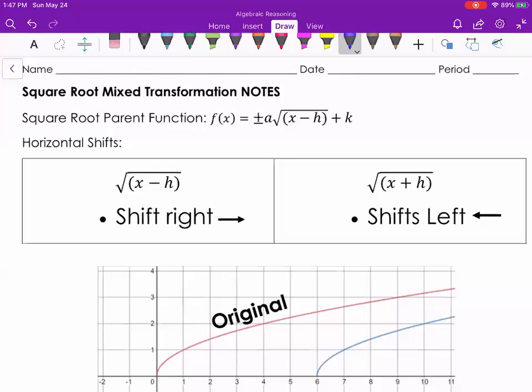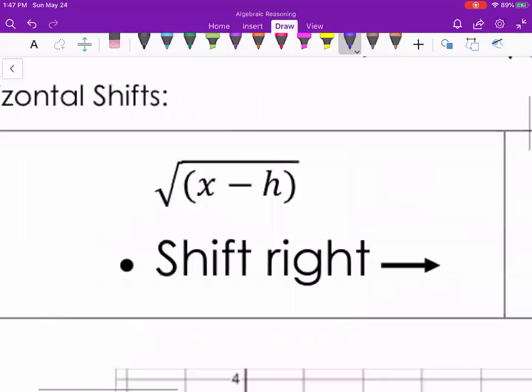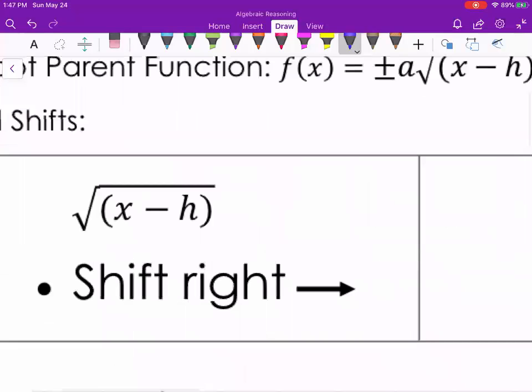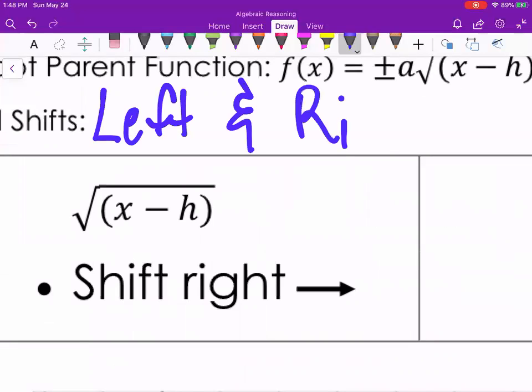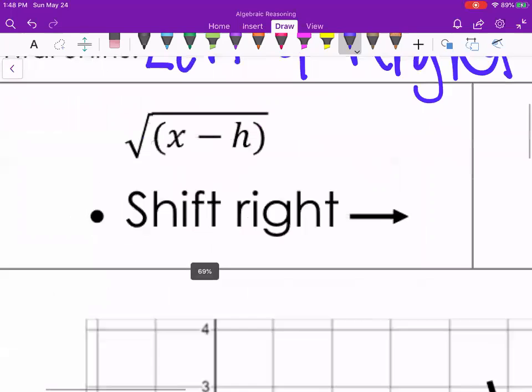So we're going to start off with the horizontal shift, which just means how far left and right. This is the left and right move. And the big thing here, remember guys, is insiders lie. Inside that square root, those parentheses do not have to be there. But is the information inside that big square root sign or is it outside of it? That's what you need to ask yourself first off. Is it inside the square root or outside?